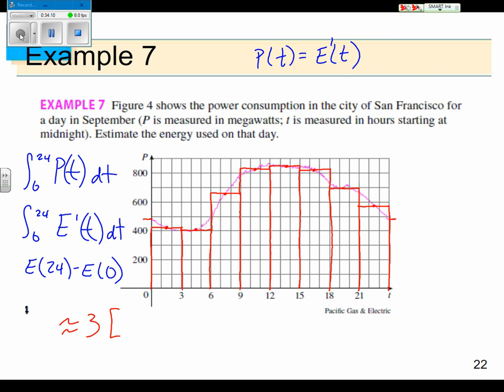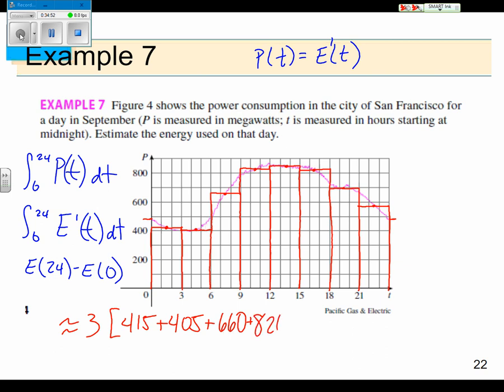4 to 5, 400, 415. My notes aren't of any use right now because I used a width of 2 on it, so 12 subintervals. All right, this next one, it's a little less, barely above 400, maybe like 405. And then from 6 to 9, everybody's waking up, 660. And then from 9 to 12, that height is going to be 6, 7, 8, 820.